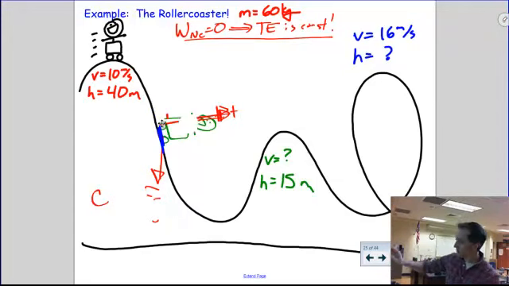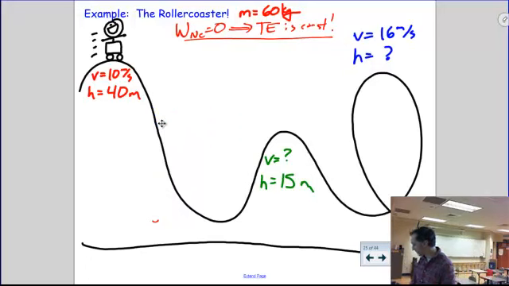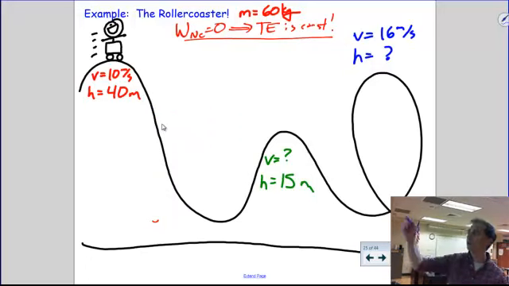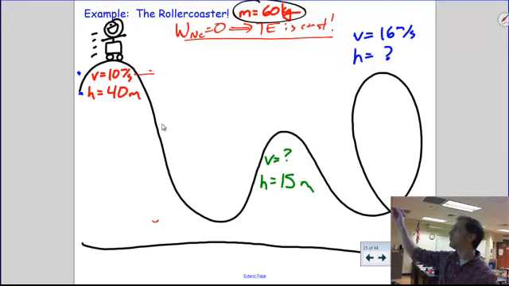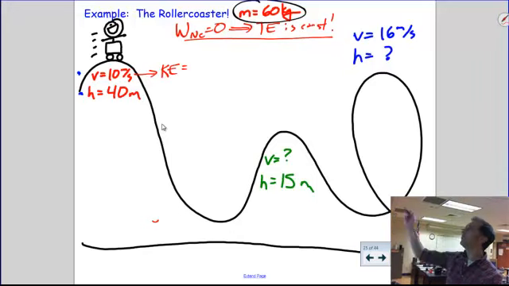So here's what we can do. The way these problems are going to be set up, you're always going to be given one point in the object's motion where you know both the velocity and the height. And then you'll be asked to calculate the velocity or the height at some other point. So here's the deal. We've got a 60-kilogram Roy going over the top of the hill. He gave you his mass up here. He's going over the top of the hill with this velocity and this height. Because of this velocity, he's going to have some kinetic energy. So let's calculate that. Let's do this.